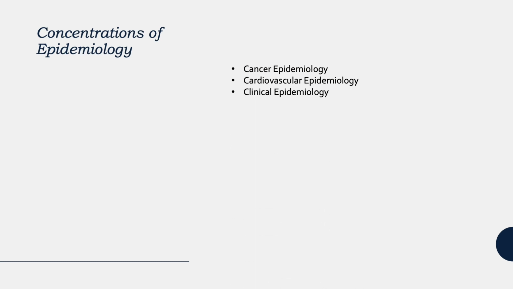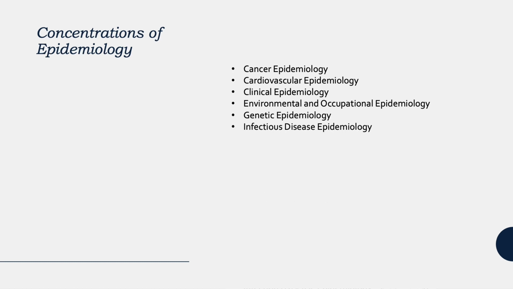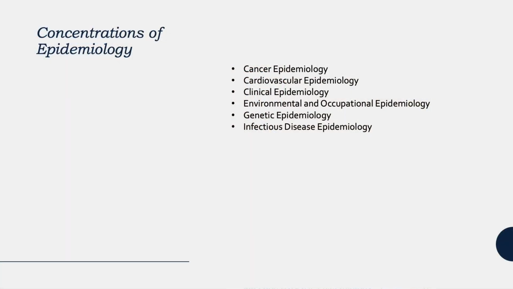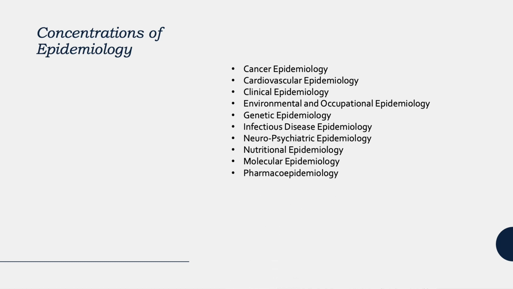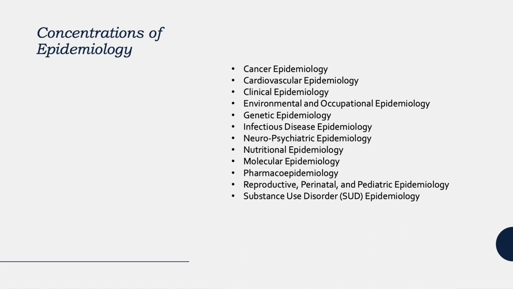Clinical epidemiology, also known as hospital epidemiology or infectious disease control. Environmental and occupational, genetic epidemiology. Infectious disease epis are generally most epidemiologists that work in local health districts and state health departments; they are generally considered infectious and communicable disease epidemiologists. But we all generally have one area within epidemiology that we like to focus on. Neuropsychiatric epidemiology, nutritional, molecular epidemiology, which is my niche that I like to study, pharmacoepidemiology, reproductive, perinatal and pediatric, and substance use disorders, SUD epidemiology.